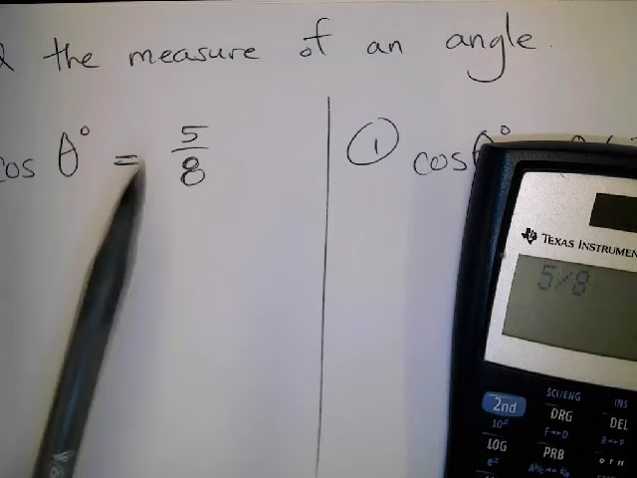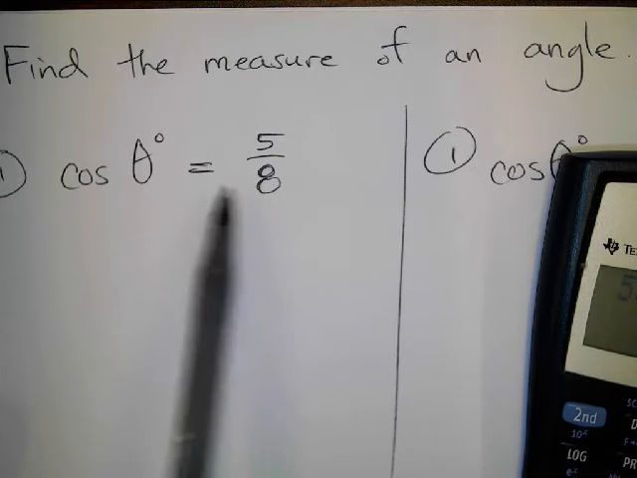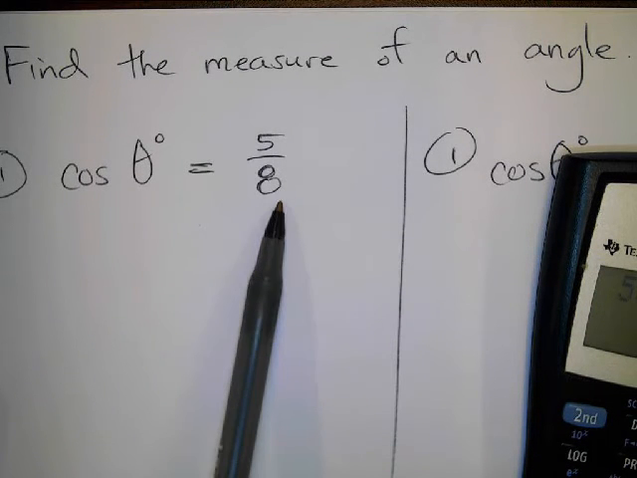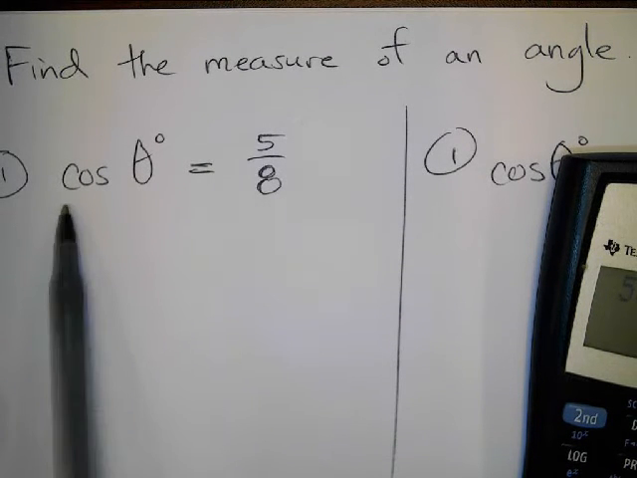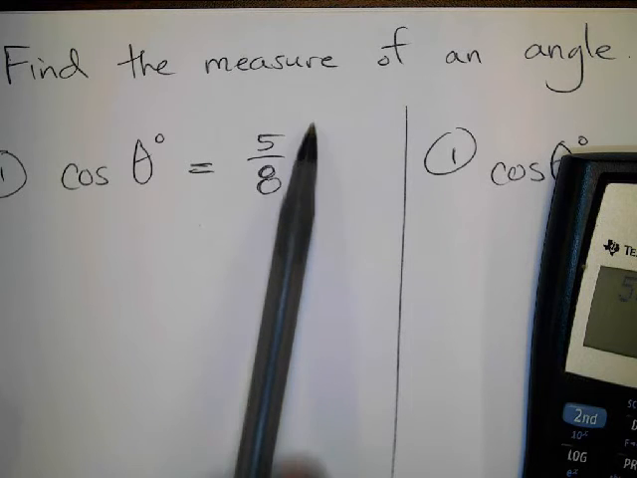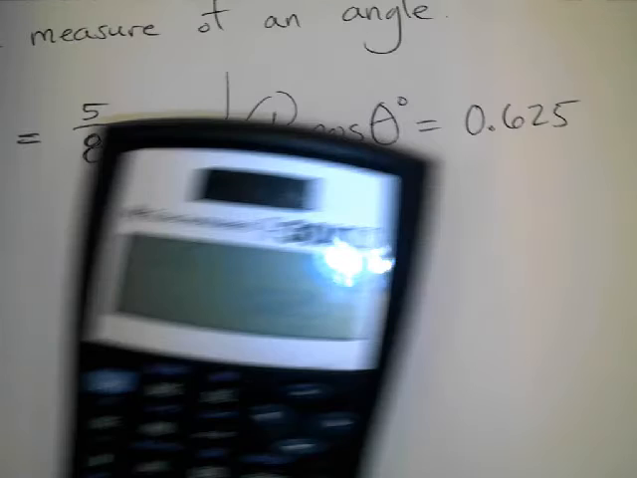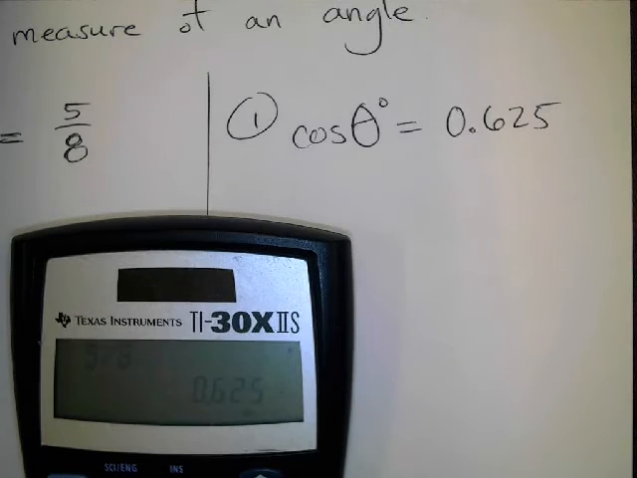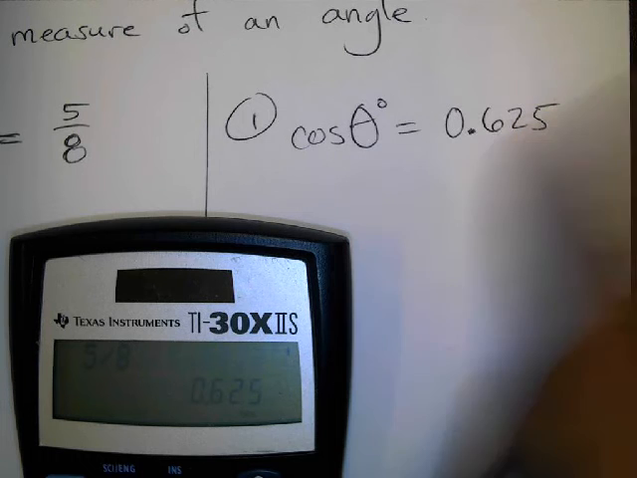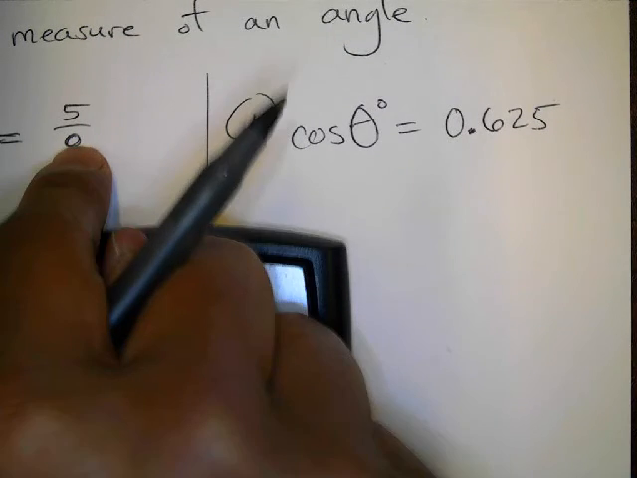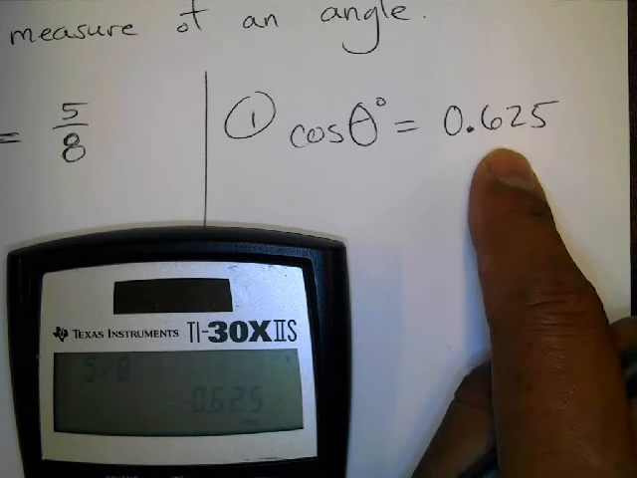You're most likely going to see it as a fraction because of the way the problem is set up. You'll have adjacent over hypotenuse, right? Cosine is adjacent over hypotenuse. But even if you see it in a format that has a decimal instead of a fraction, it's the same thing. 5 divided by 8 is 0.625.